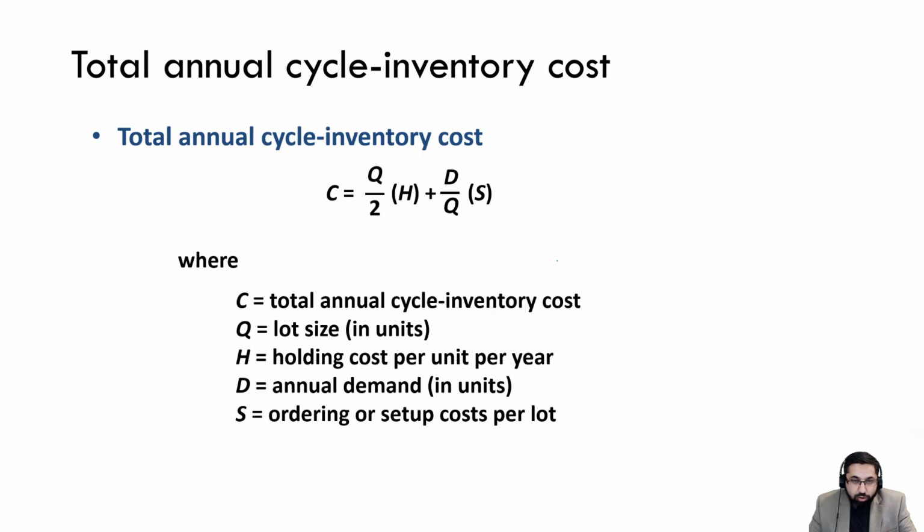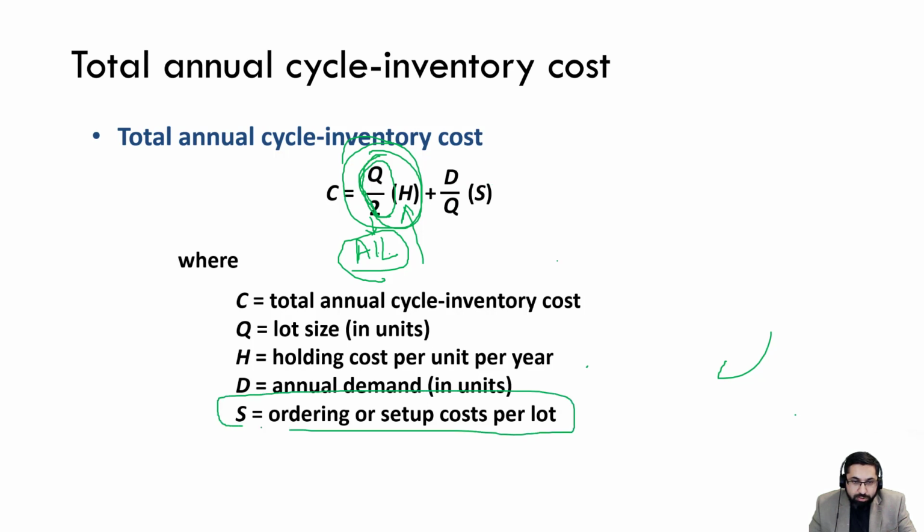We already talked about the holding cost. Q over 2 is your average inventory level. You'll see it sometimes referred to as AIL. AIL just means average inventory level. So your cycle inventory on average is Q over 2 times the unit holding cost, H, and that is your annual holding cost. And then S is your ordering cost per order, or setup cost per setup.